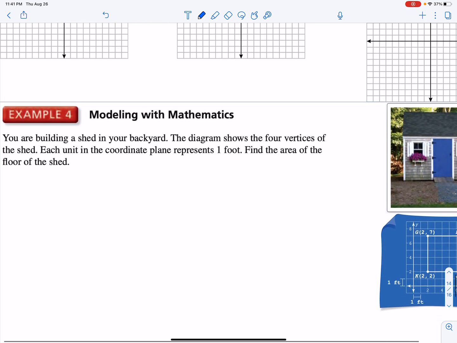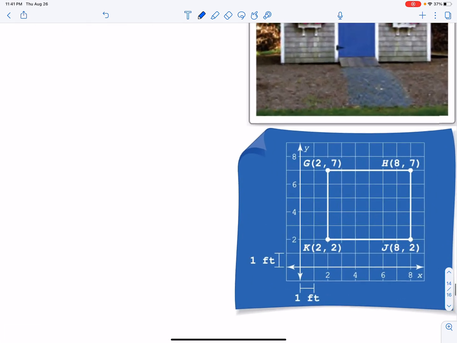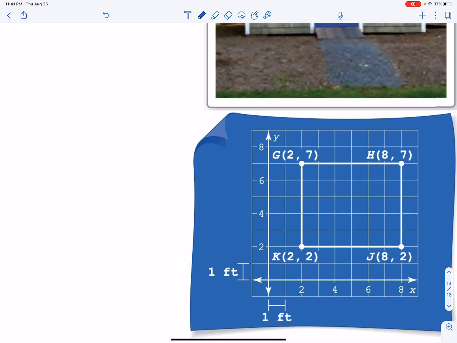Okay, and again, the last thing, just modeling with mathematics. You're building a shed in your backyard. The diagram shows the vertices of the shed. Each unit in the coordinate plane represents 1 foot. So what we'll do is when we're doing this problem, we have to find the area or the perimeter or whatever the case may be.